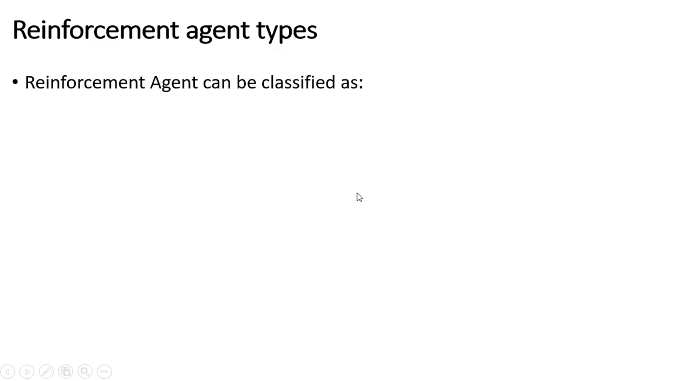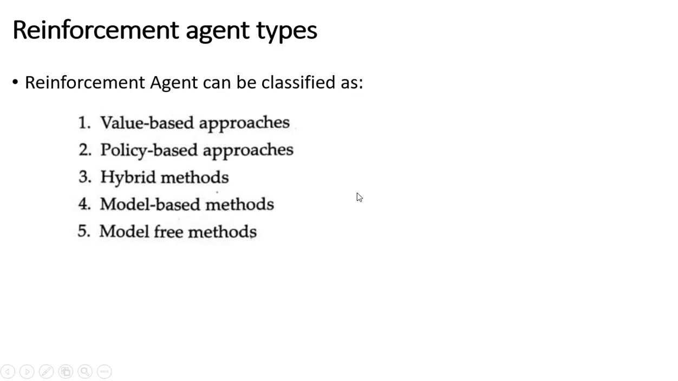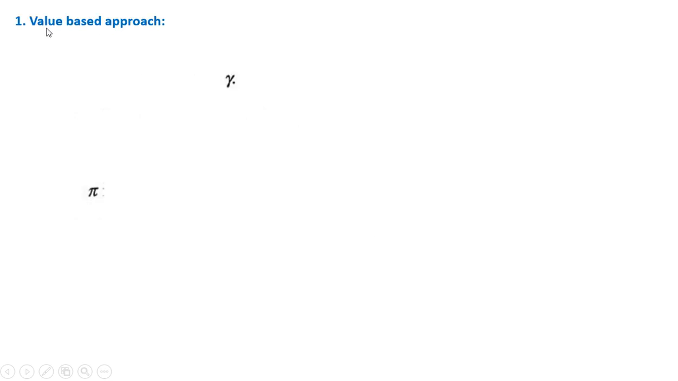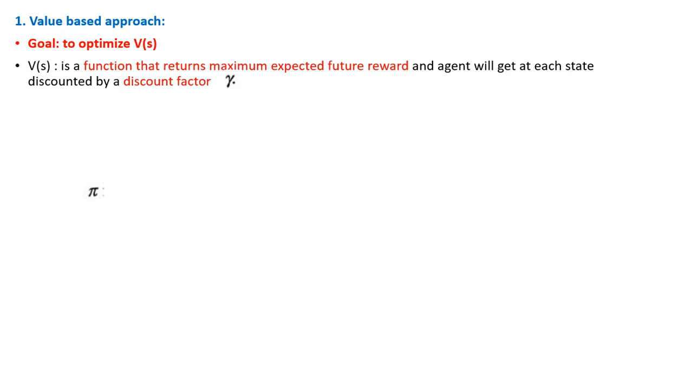So coming to the different types of reinforcement agent, these are the 5 different types of reinforcement agent. The first one is the value based approach. The goal here is to optimize the value. As I said, every action will have a value, so I have to optimize a value.